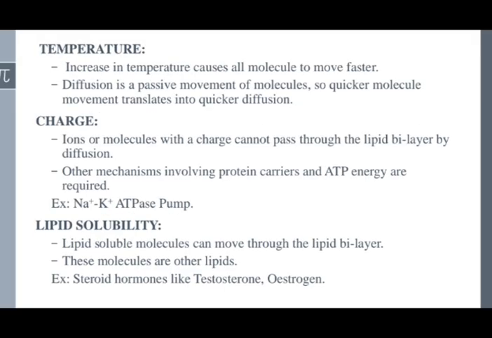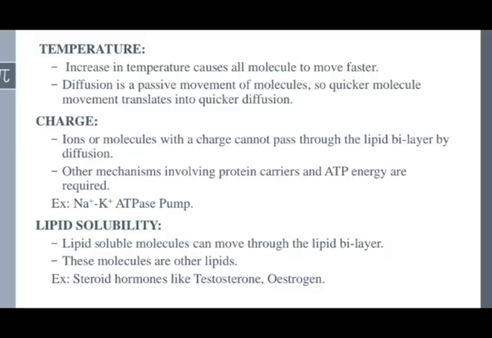Temperature: an increase in temperature causes all molecules to move faster. Diffusion is a passive movement of molecules, so the quicker the molecules move, the quicker the diffusion. So due to the increase in temperature, the particles move rapidly. So when temperature increases, more diffusion will take place.